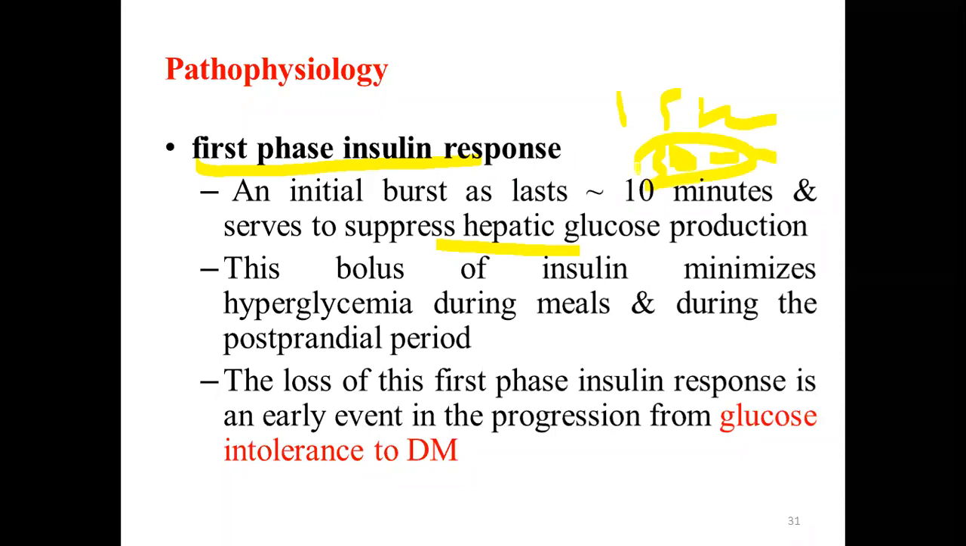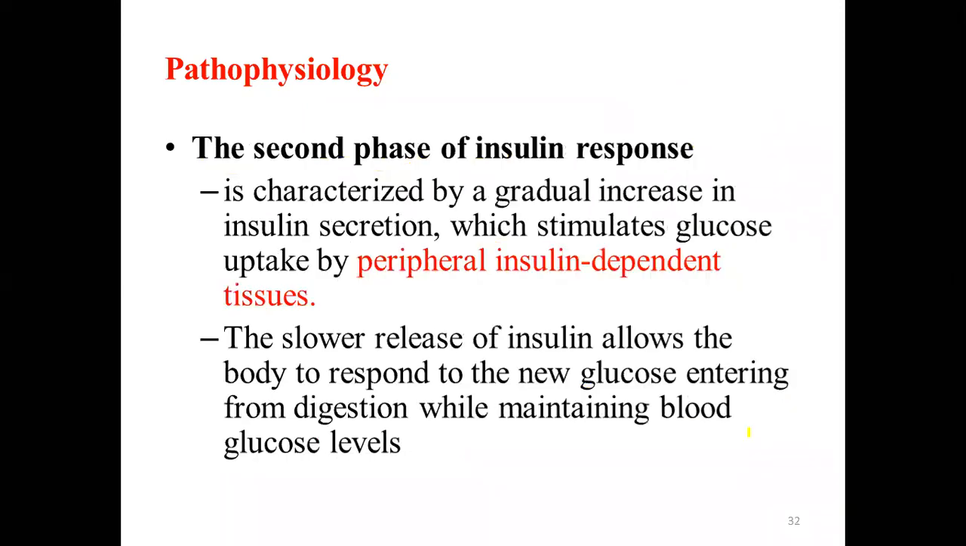Especially regular insulin, which is commonly available in the market, is usually given about 30 minutes before a meal, so that it can mimic the first phase and control postprandial hyperglycemia. However, the loss of this first phase insulin response is an early event in the progression from glucose intolerance to DM. When a patient has a problem in the beta cells of the pancreas, remember this first phase response will be reduced, and that is why we are supposed to give exogenous insulin.